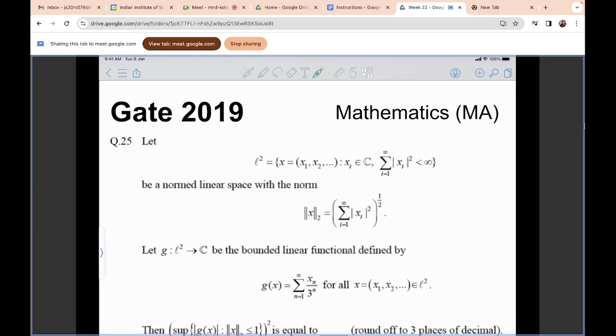Okay, so today we'll solve GATE 2019 question number 25. It is a question from functional analysis. Let L2 be a sequence space where entries are complex numbers such that this is square summable, meaning the sum over i equals 1 to infinity of |xi| squared is finite. So this is a normed linear space with the norm given by this.